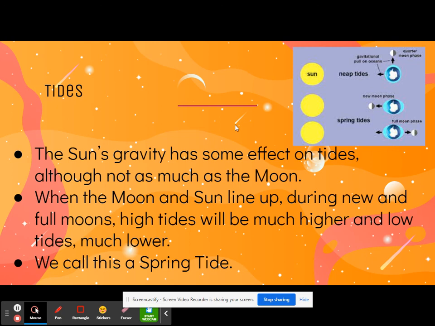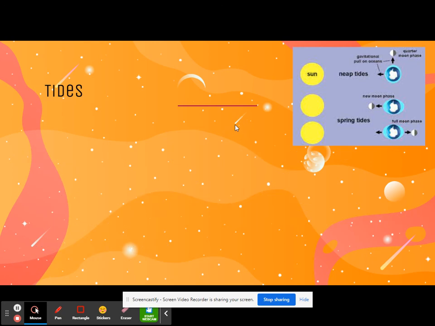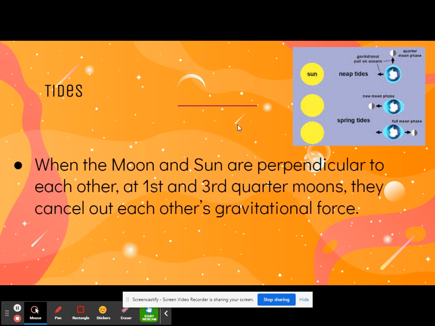Last tide we have to talk about. Guys, we're almost done. Can you believe it? I told you there were going to be short notes today. So when the moon and the sun are perpendicular to each other, that means they are kind of at right angles to each other, right? Mrs. Skipper, are you using math terms and science again? I know.